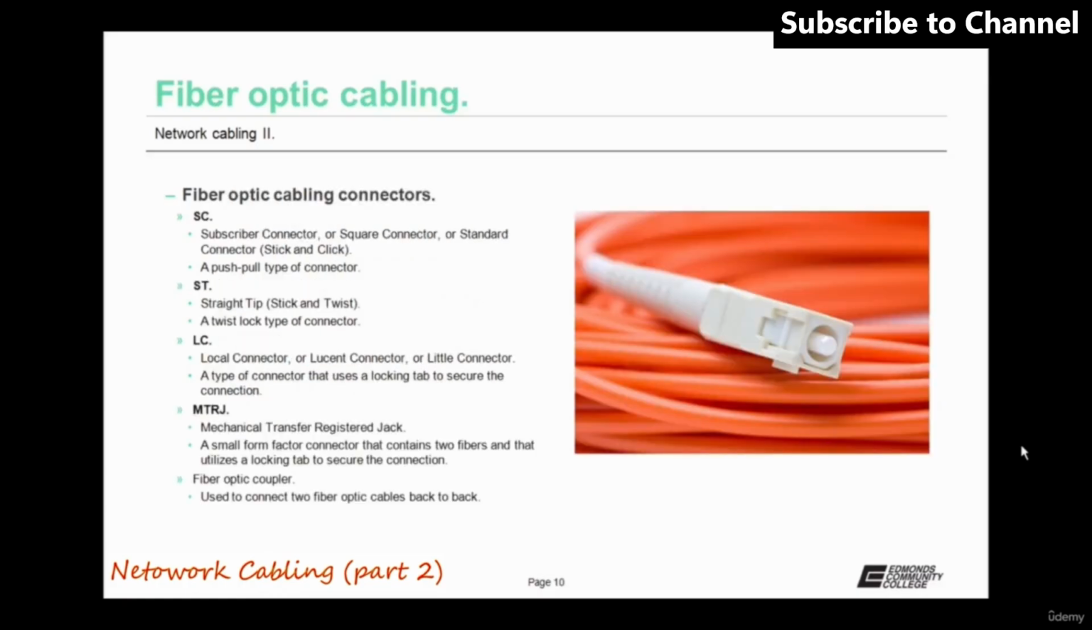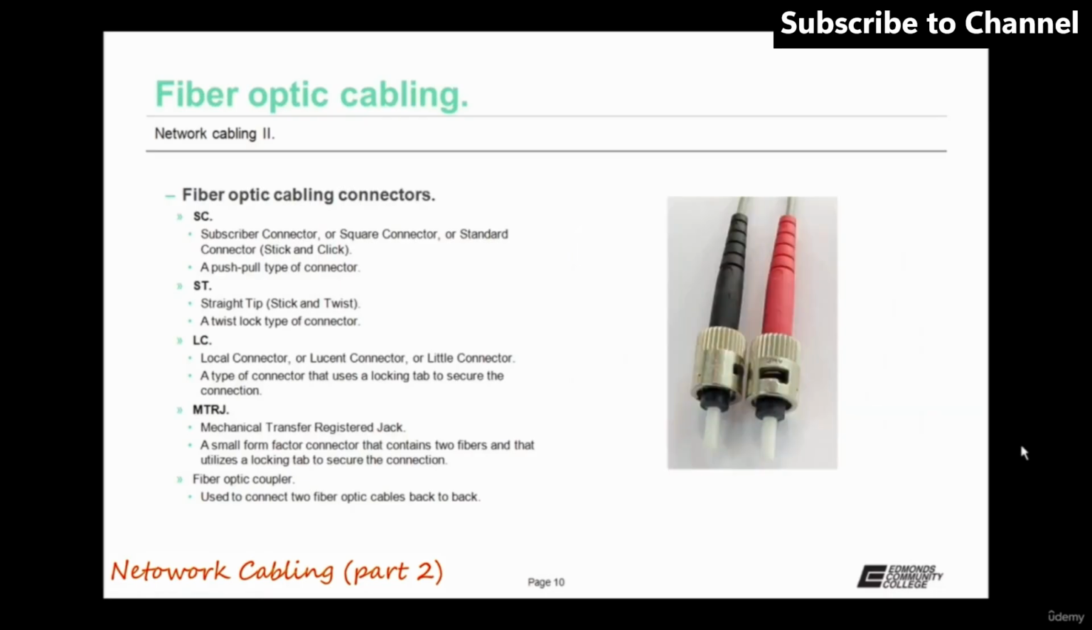So now let's talk about fiber optic cabling connectors. And first up is the SC. That is the subscriber connector or the square connector. You can also call it a standard connector. An easy way to remember it is stick and click. It's a push-pull type connector. Then we have the ST, the straight tip. You can also think of this as stick and twist. It is a spring-loaded twist lock type of connector.